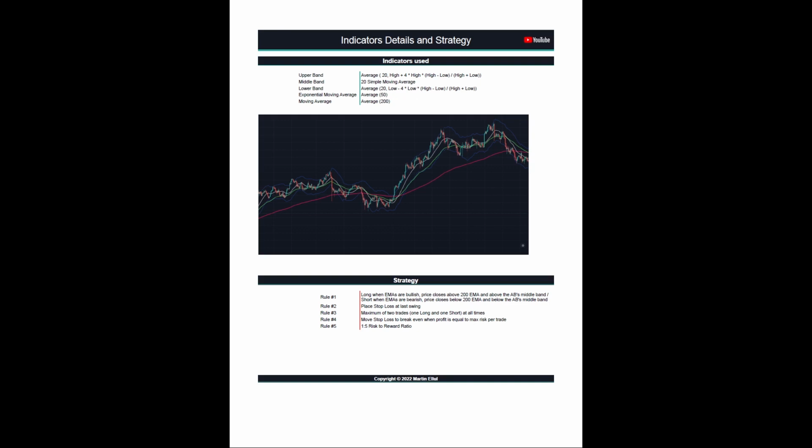The second rule is we place the stop loss at the last swing. The third rule is we can only have a maximum of 2 trades at all times, and they can only be one long and one short. The fourth rule is we move the stop loss to break even as soon as the profit equals the maximum risk we are taking per trade. And the fifth rule is that we have a 1:5 risk to reward ratio, which means that every time we risk $1, we aim to make $5.